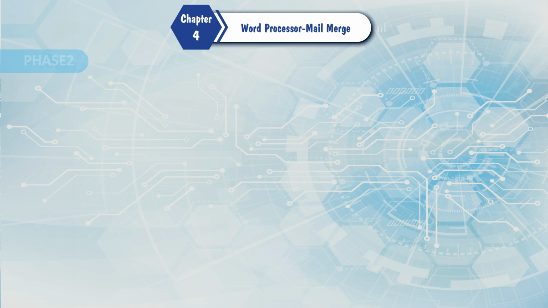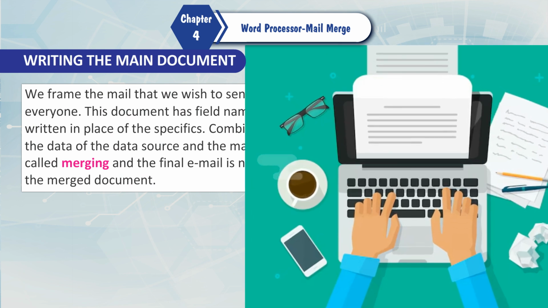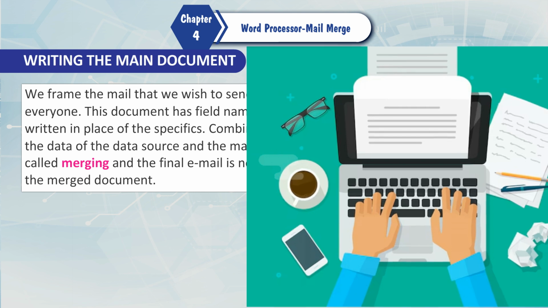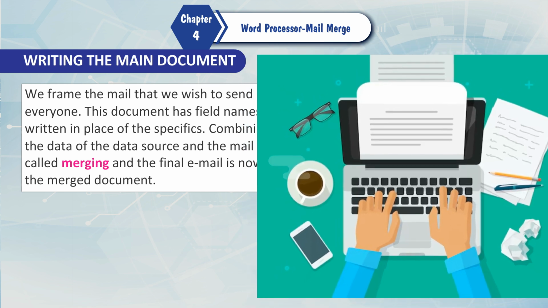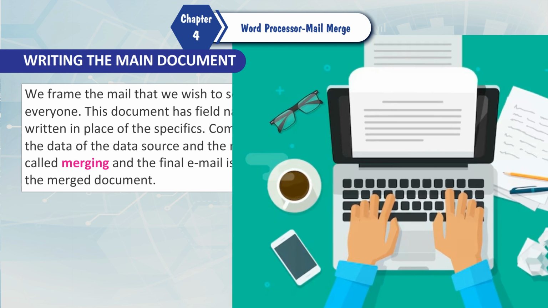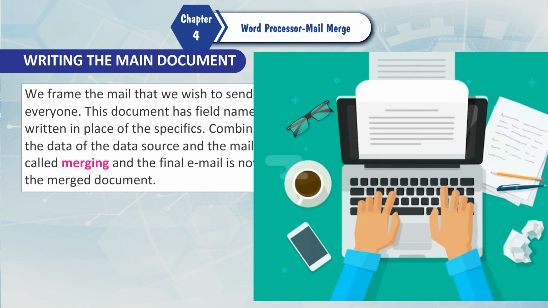Phase 2. Writing the main document. We frame the mail that we wish to send everyone. This document has field names written in place of the specifics. Combining the data of the data source and the mail is called merging, and the final email is now the merged document.